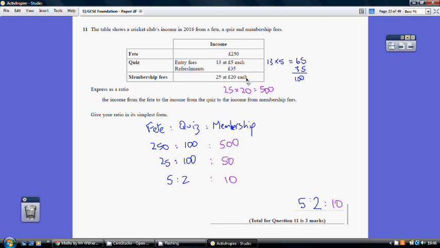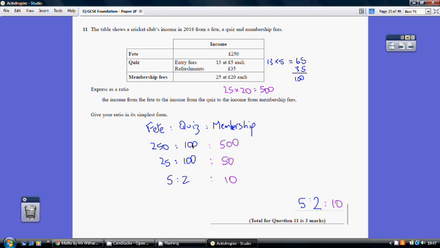Now from the quiz, we've got £5 entry fee with 13 people paying, so that's 13 lots of 5, which is 65. And then in addition, from the quiz, you've also got the refreshments of £35. So add that on to the 65. The total amount of money we got from the quiz is £100. Now from the membership fees, we've got 25 people paying £20 each, which is £500.